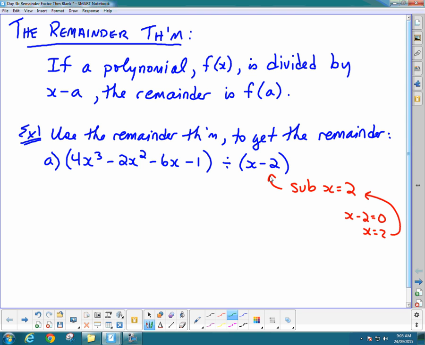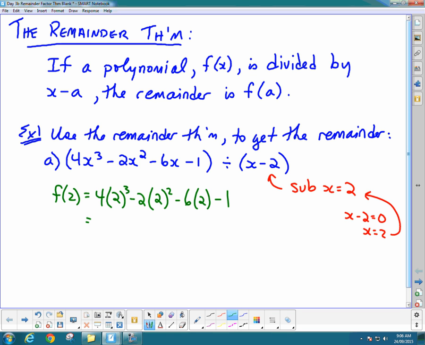So here's the equation that's being divided, and we're going to sub in the root, which is 2. So wherever we see an x, we're going to replace it with a 2. So instead of x cubed, it's 2 cubed. Instead of x squared, it's 2 squared. Minus 6 times 2, and then minus 1. And solve.